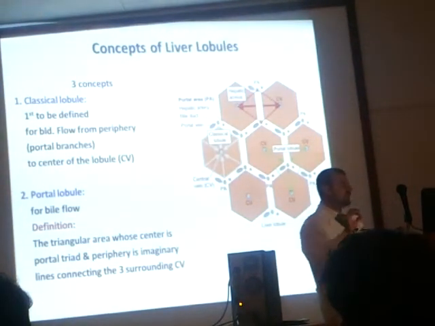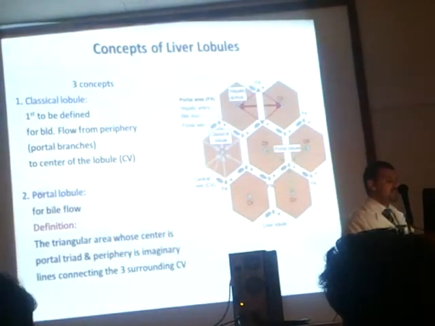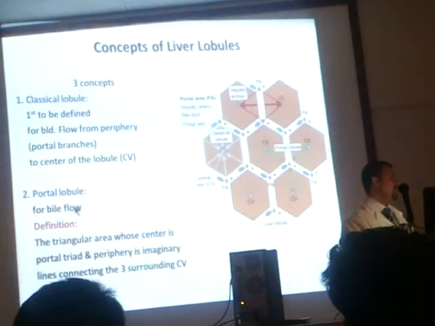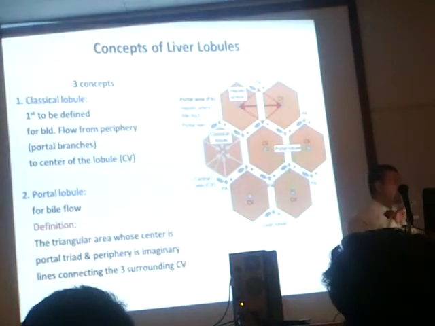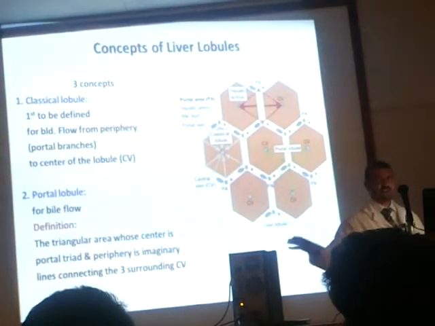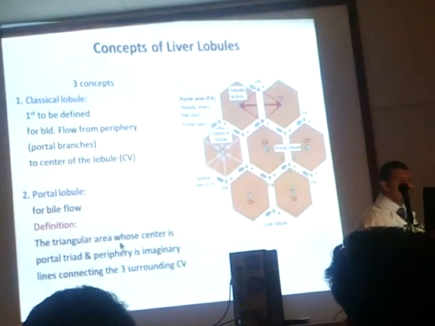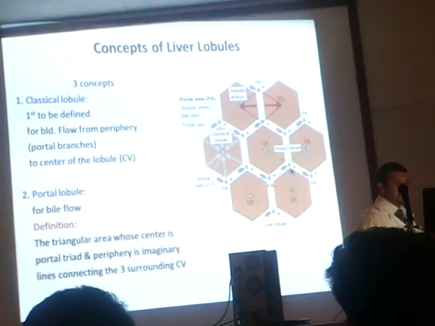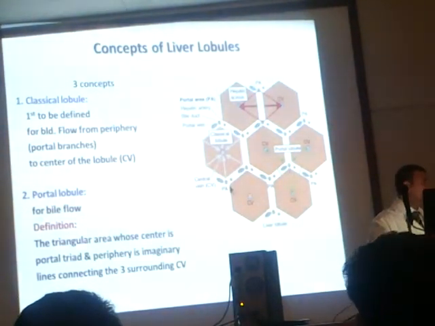Why? Because its center now is the portal triad. Okay? So the portal lobule explains the function of bile production and secretion. It's imaginary, remember. Okay? You have to look and imagine that lobule there. It's not structural. The only structural lobule is the classical one, the hexagonal shape. So the triangular area, whose center is the portal triad, as you see here, where the bile will be collected, and the periphery is imaginary lines connecting three surrounding central veins. Okay? By this, the bile will be produced from the center of each of those lobules into the bile duct.